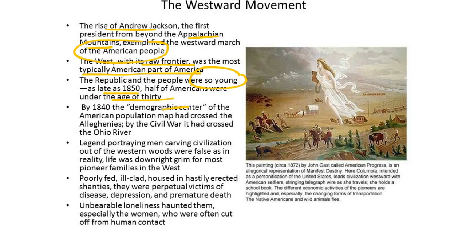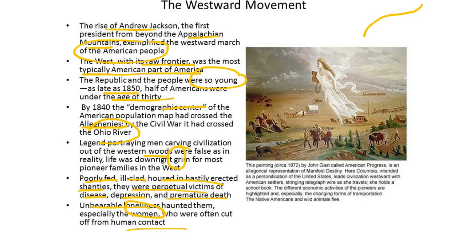By 1840, the demographic center of the American population map had crossed the Allegheny Mountains, and by the Civil War, it had crossed the Ohio River. The legend portraying men carving civilization out of the western woods was false, as in reality, life was downright grim for most of the pioneer families in the West. They were poorly fed, ill-clad, housed in very quickly erected shanties, and were constant victims of disease, depression, and premature death. Unbearable loneliness haunted them, especially the women who were often cut off from human contact.